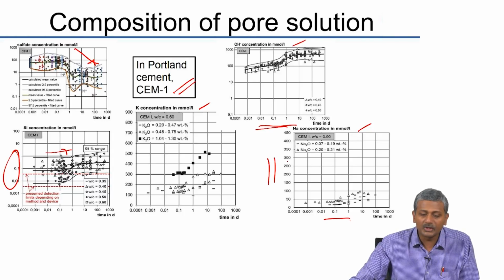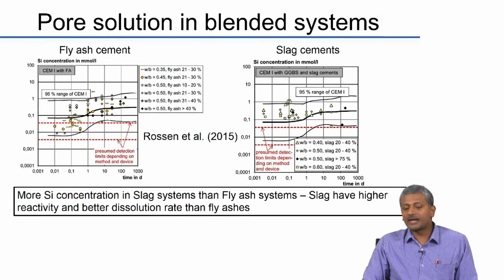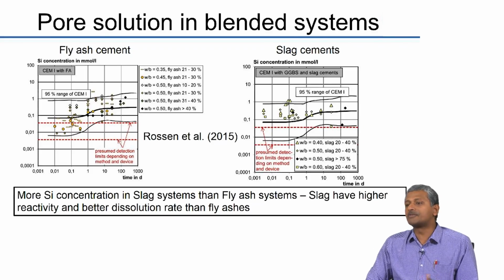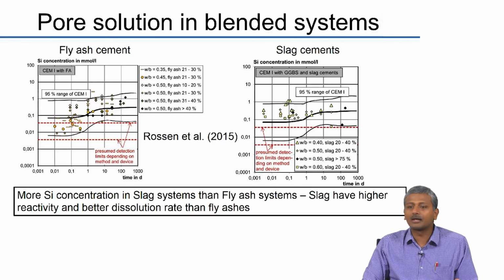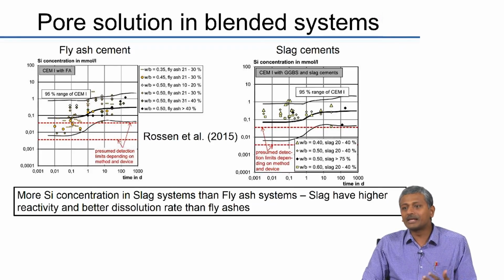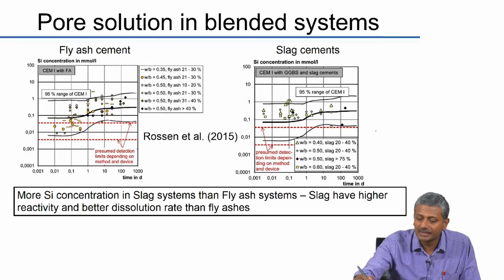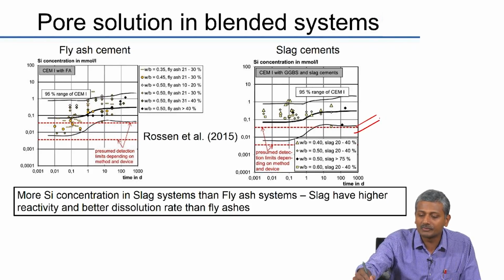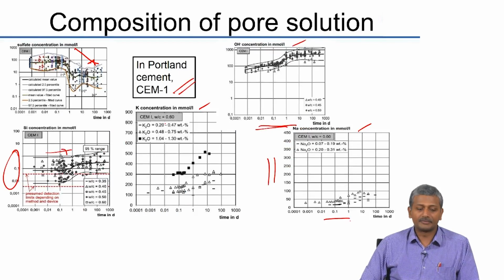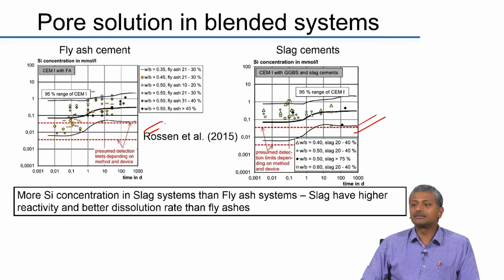Now what happens when you have blended cements like fly ash cements or slag cements? What is presented here is the silica concentration. We expect that because fly ash and slag have amorphous silica, there may be a little higher silica content in the pore solution. That's what is being shown here in terms of the silica concentration in the pore solution. You do see a minor increase in silicon concentration in these systems as compared to the cement system. Nevertheless, there's not so much silica available because it's not in the soluble form.